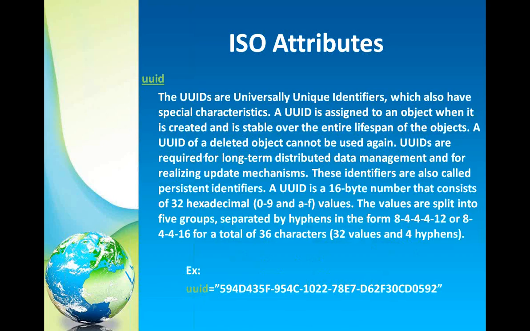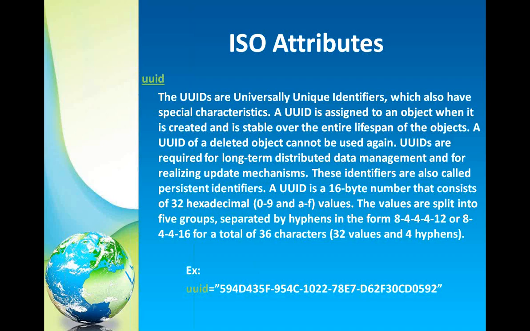UUIDs, these are the universally unique identifiers, not just in the document you're working with, but throughout any document. These have special characteristics. A UUID is assigned to an object when it is created, and it's stable over the entire lifespan of that object. A UUID of a deleted object cannot be used again. UUIDs are required for long-term distributed data management and for realizing update mechanisms. These are also called persistent identifiers.